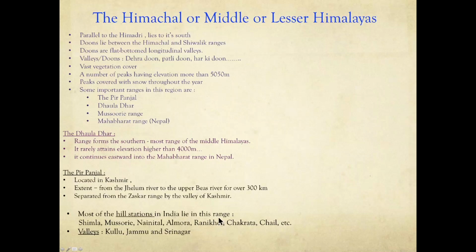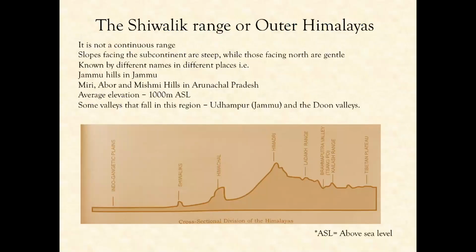Most of the hill stations in India lie in this range, the Himachal range, and some examples of these hill stations are Shimla, Mussoorie, Nainital, Almora, Ranikhet, Chakrata, etc. And some valleys that lie in this mountain range are Kullu, Jammu and Srinagar, and many other valleys also lie in this mountain range.